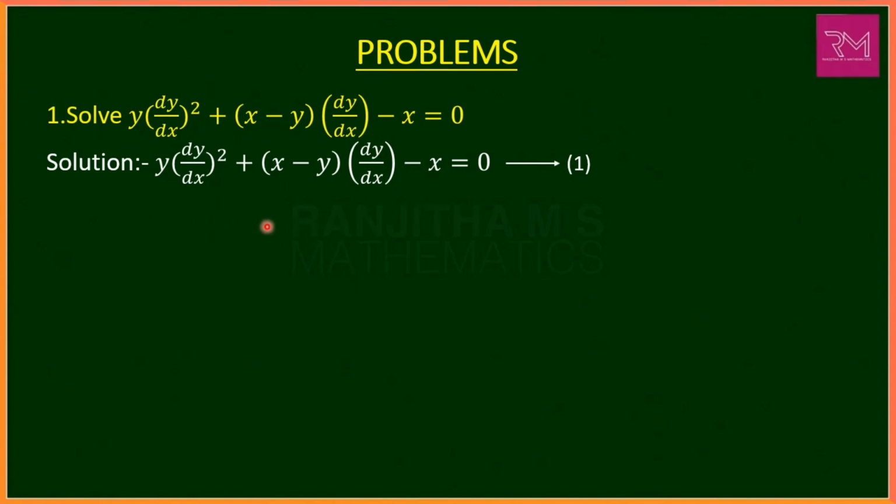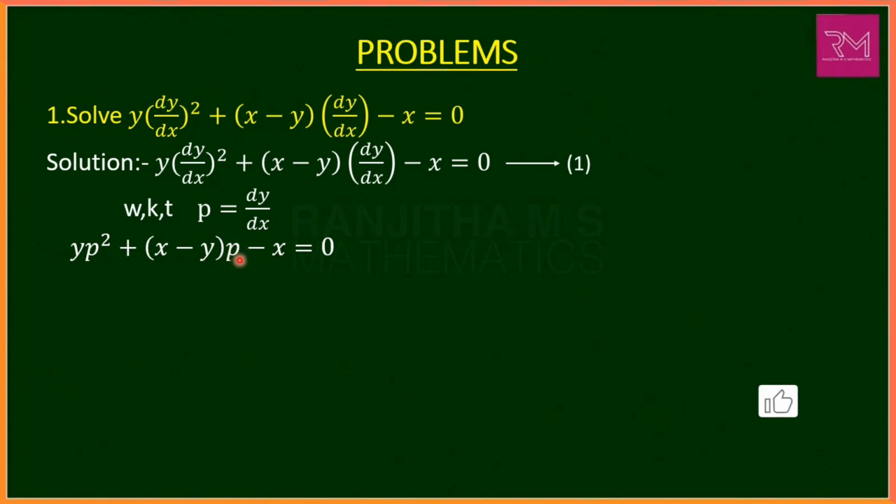To solve this non-linear differential equation using solvable for p, the first step is to put dy by dx as p. In some problems they directly give p, otherwise they will mention dy by dx. We get y into p square plus x minus y into p minus x equal to 0. Next, if we multiply p inside the bracket and simplify, we get p square into y plus x into p minus y into p minus x equal to 0.